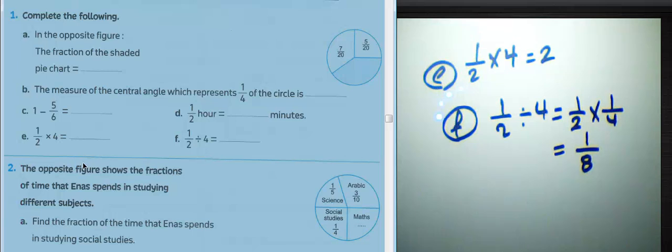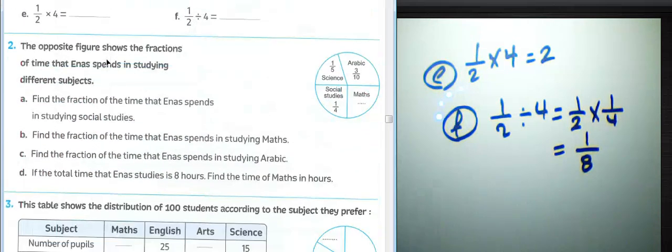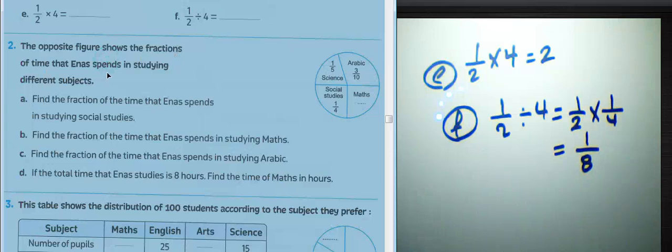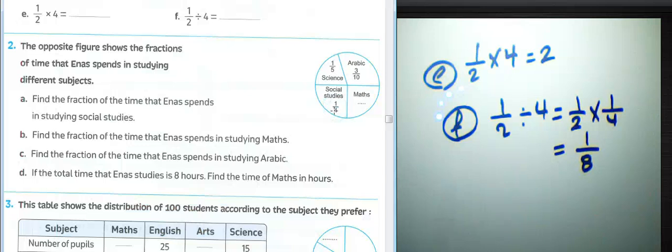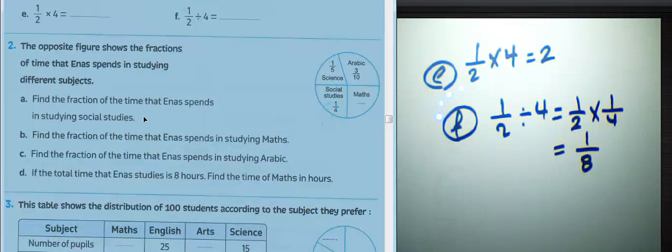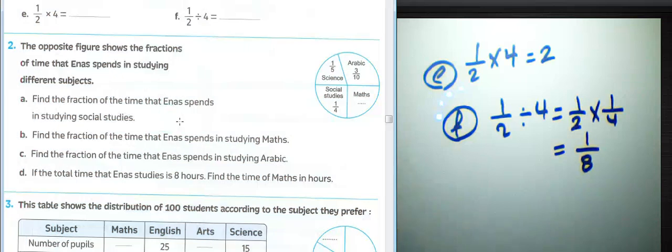Question number 2. The opposite figure shows fractions of time that Ines spends studying different subjects. Find the fraction of time that Ines spends studying social studies. Social studies here is 1 over 4, we can write here. We asked about the fraction of time that Ines spends studying social studies: 1 over 4. We can write 1 over 4 for time.